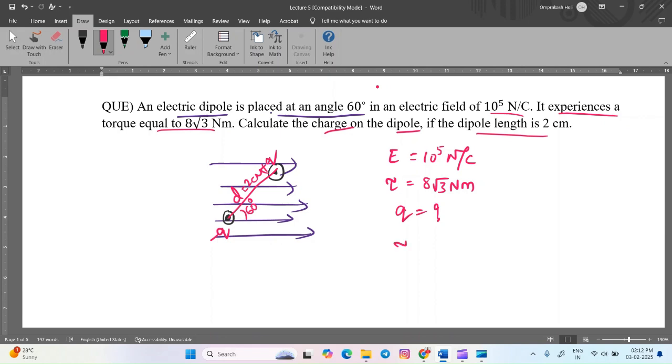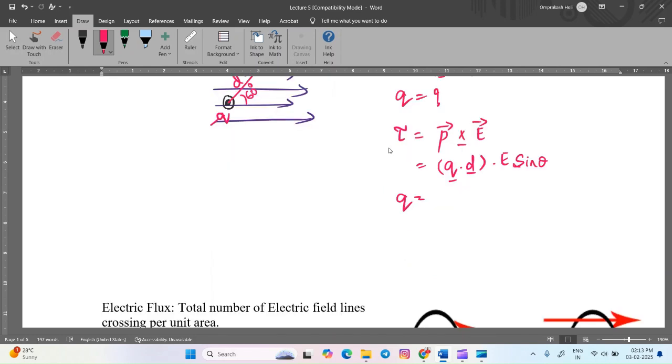So we know the formula for calculating the torque, which is equal to dipole moment into electric field intensity. p is equal to q into d, that is charge on dipole times the length of the dipole. It is nothing but a cross product. It can be written as p E sine theta. q is equal to tau divided by d E sine theta.